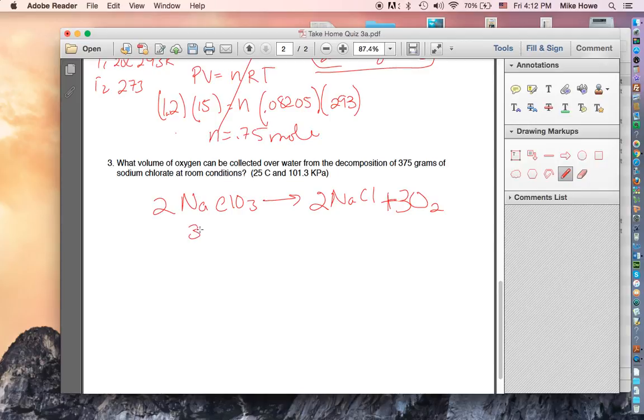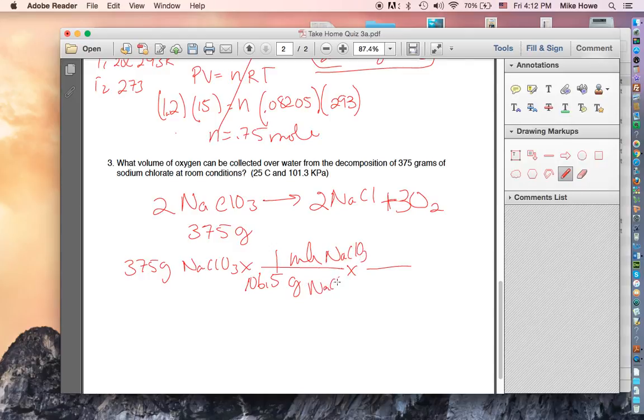Okay, you've got 375 grams of this. You're going to need to change this into moles, of course. So let's add up the formula weight of sodium chlorate. It is 23 plus 35.5 plus 48, and that equals 106.5. So 375 grams of sodium chlorate, grams on the bottom, moles on the top. One mole is 106.5 grams. And that is NaClO3. I better go ahead and write down everything. Grams of NaClO3. That would tell us that moles of NaClO3 need to go on the bottom.